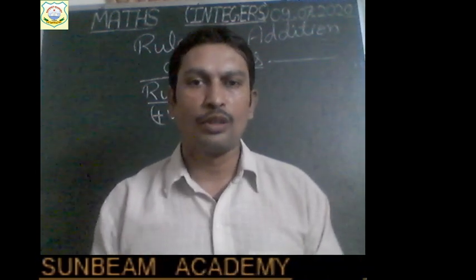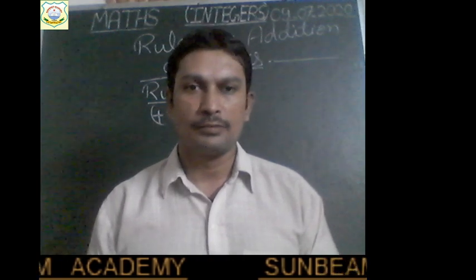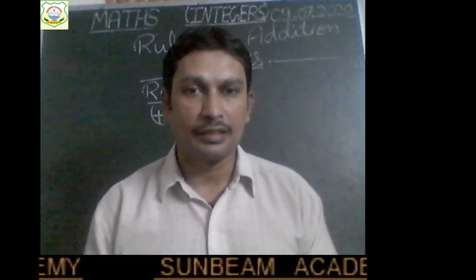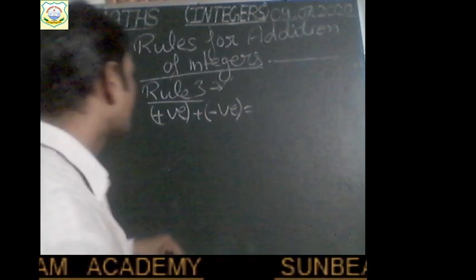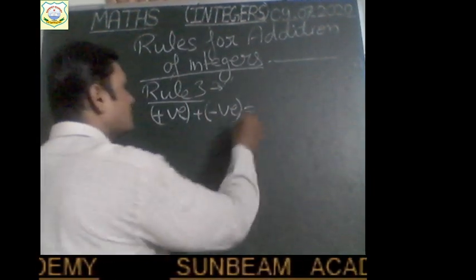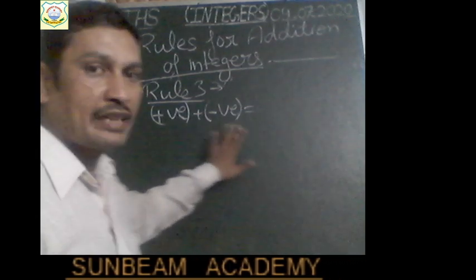Then overall your loss will be 3 rupees only. So you will get minus 3. Let us see, to make it more clear, what we do if we have positive or negative integers.